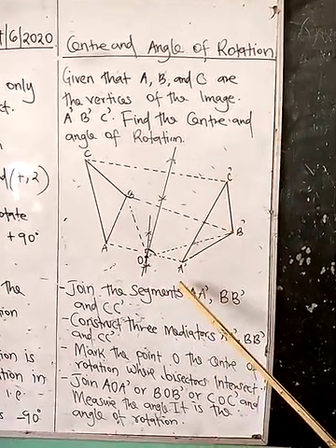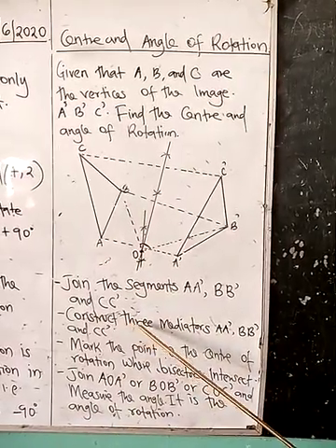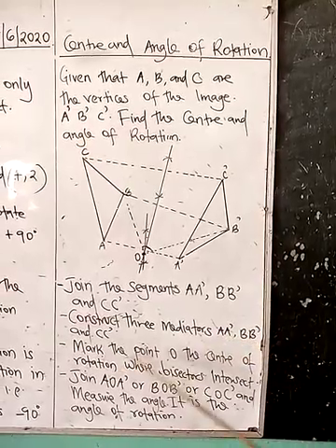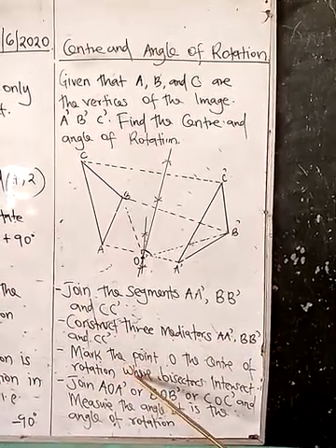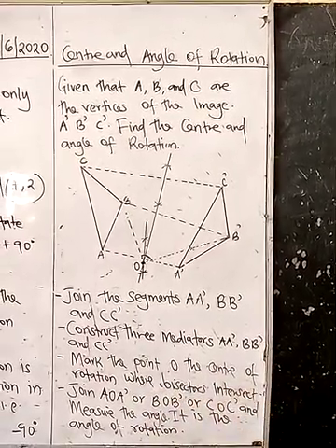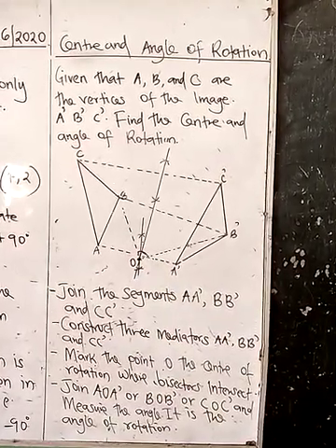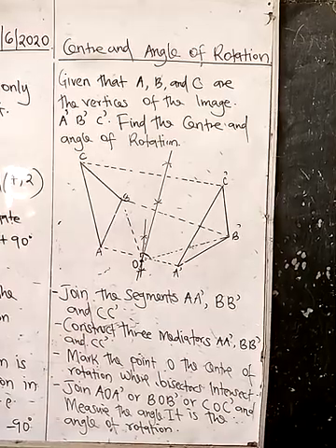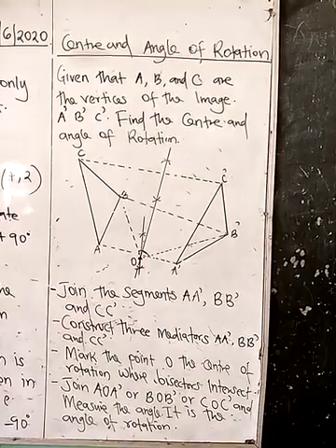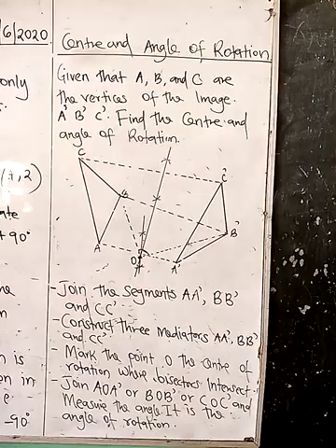When you bisect, then the bisectors will meet at a point. Now construct the three mediators for A prime, B prime, and C prime. Mark the point O, the center of rotation, where the bisectors intersect. Now O here is the point where the bisectors intersect, and that is the center of rotation. Where the bisectors meet is the center of rotation.